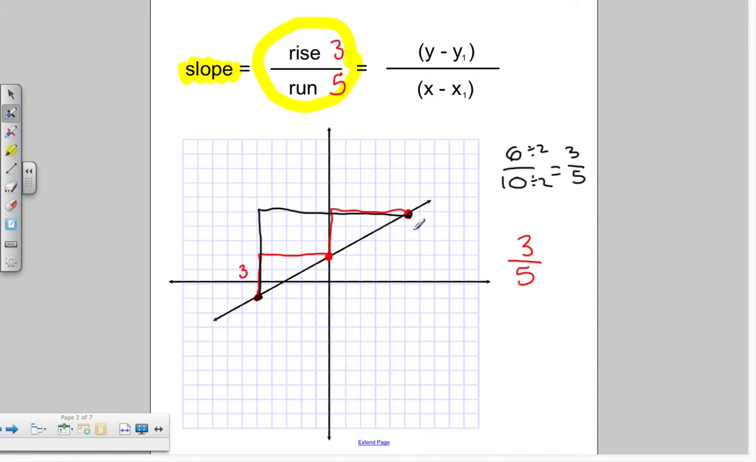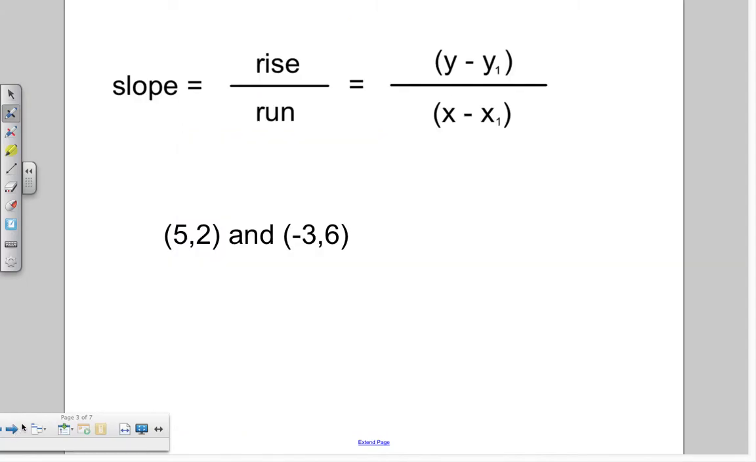So it doesn't matter what 2 points you choose, as long as you reduce the fraction all the way, you will get the slope. So the slope of this line was 3/5. Okay, moving along. Sometimes you're just given 2 points.